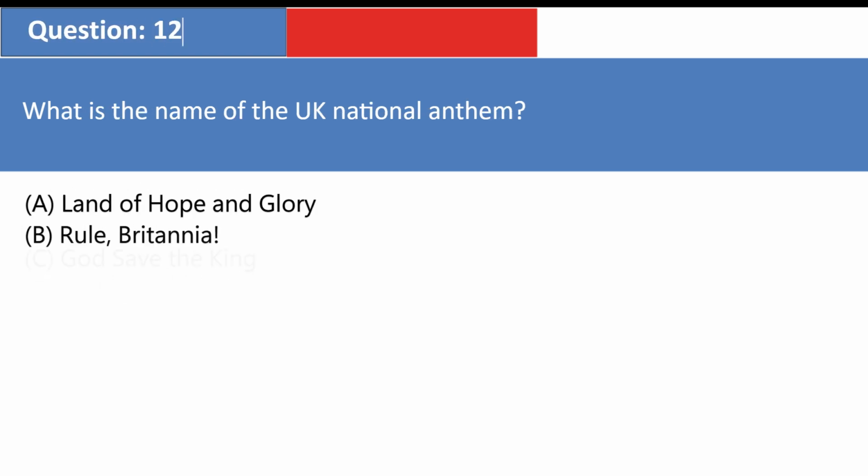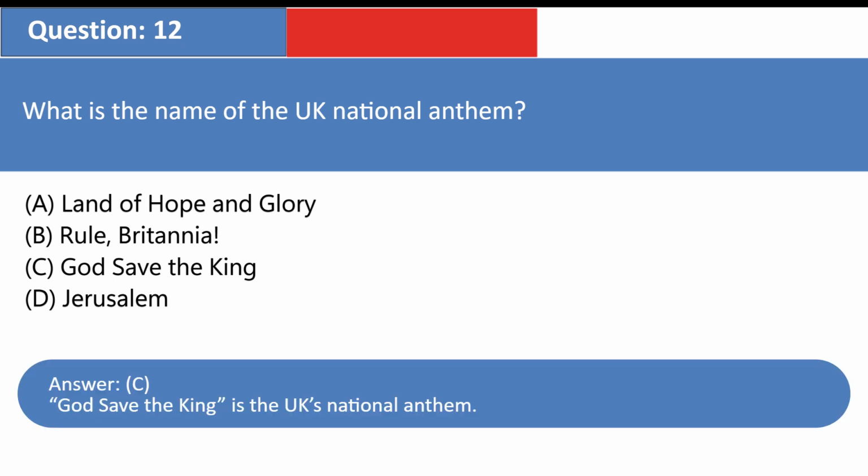What is the name of the UK national anthem? A. Land of Hope and Glory. B. Rule, Britannia. C. God Save the King. D. Jerusalem. Answer: C. God Save the King is the UK's national anthem.